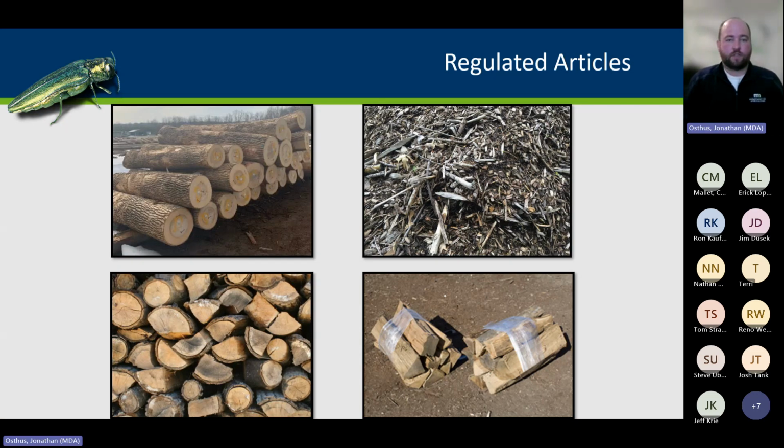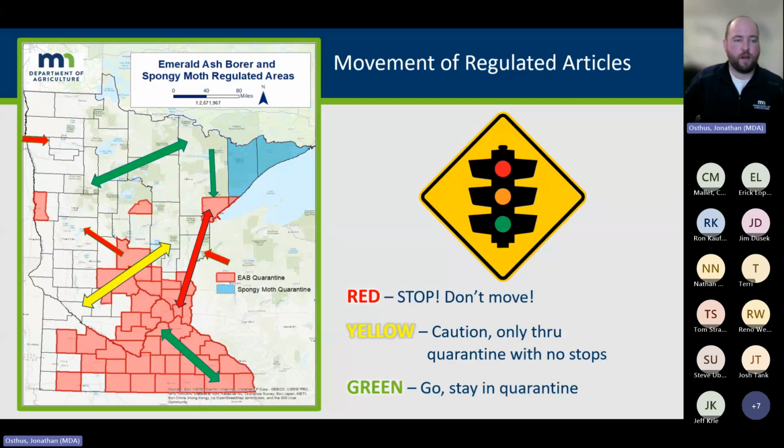So just to kind of visually look at what type of material that is: the ash logs, cut firewood, mulch piles. The mulch will often have large enough pieces of wood that you could potentially have emerald ash borer larval life stages within them, and they don't necessarily always get heated enough to kill anything that's in it. And so here's a way to think about movement in the state.